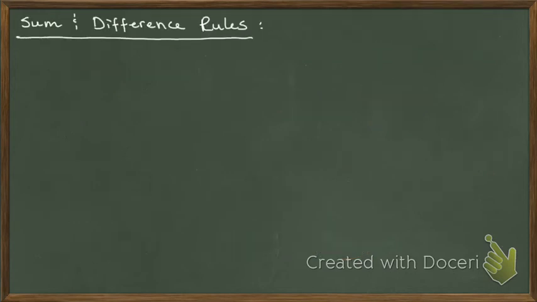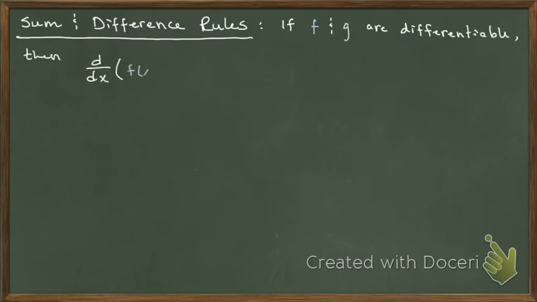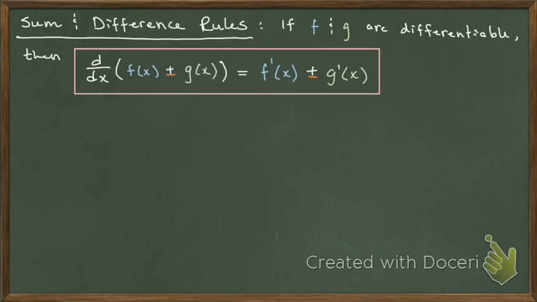Okay. The second rule that we have to learn here is sum and difference rules. Okay? These are really pretty straightforward, but a little background here. If f and g are differentiable, then we can say that the derivative of f of x plus or minus g of x is equal to the sum or difference of the derivatives, f prime of x plus or minus g prime of x. Okay? So I use plus or minus here to kind of handle both rules at once. Right? In practice, this is a lot easier than it looks.